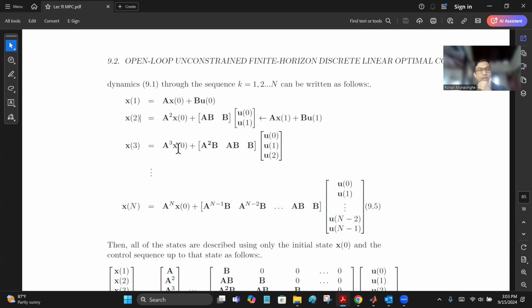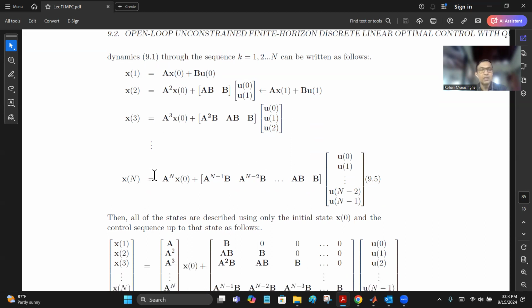So you think about x3, then if you follow this pattern, the first term should be a to the 3 x0. This is like autonomous, right? If you don't give any control signals, if you just let the vehicle roll with whatever velocity it had, you get to a new position after 3 minutes, and this is that autonomous part. And in addition to that, you get the distance given by the control signals. So you have u0, u1, and u2, and they are multiplied with a square b, ab, b. You can see this pattern evolving.